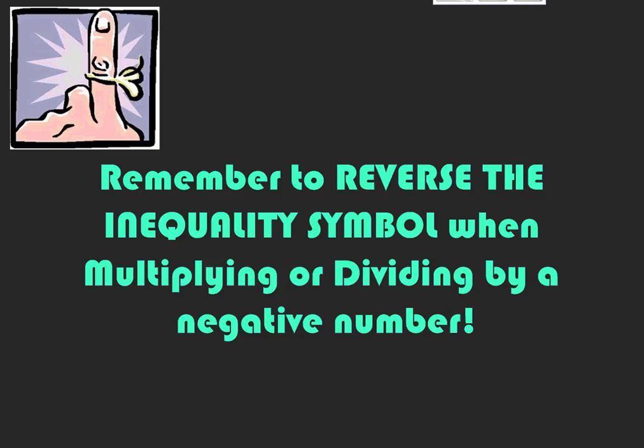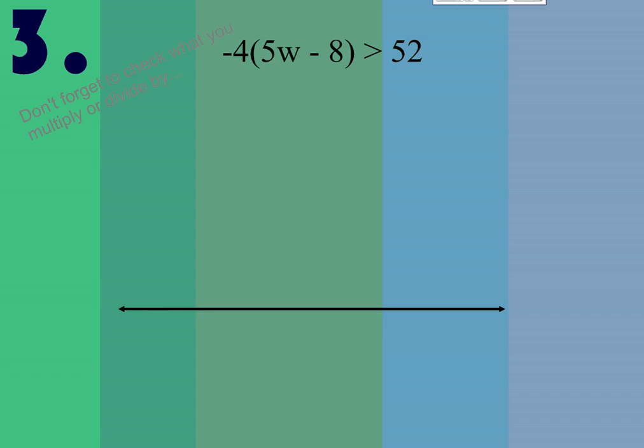So big one here. Remember to reverse the symbol when multiplying or dividing by a negative number. Multiplying or dividing by a negative number switches the sign. So here, I'm going to get right into that.